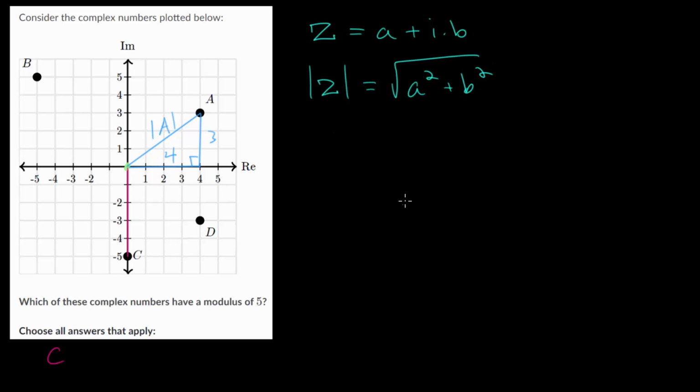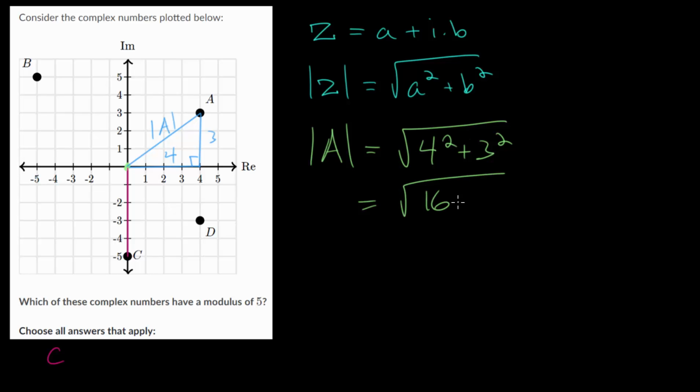But the formula makes it so that we don't have to draw a picture when calculating this modulus for each of the points. And for A, we can see we actually have a 3, 4, 5 right triangle, but let's confirm that with the formula. We'll look at the absolute value or the modulus of A, and we can see the real part is 4, which means we have 4 squared, plus the imaginary part, which is 3 here, and we'll square that. 4 squared is 16, 3 squared is 9. Adding those together, we get 25, and taking the square root of 25, this is equal to 5. And we can see that A also has a modulus of 5.